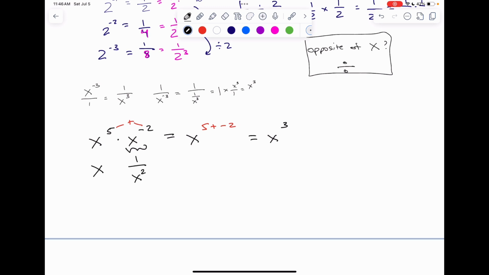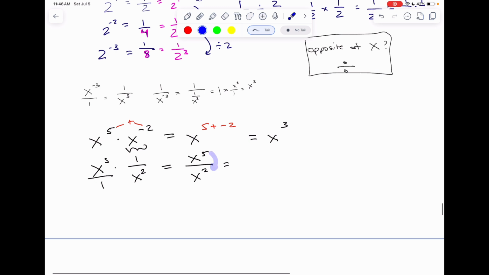And if I multiply that by x to the 5th, well, remember, multiply the tops together, multiply the bottoms together, I'm going to get x to the 5th over x to the positive 2. Oh my goodness, look, it's the same thing. Remember, when we divide exponential numbers, we subtract the exponents. We're going to get x to the 5 minus 2, which is x to the 3. Same thing, just different ways of writing it.